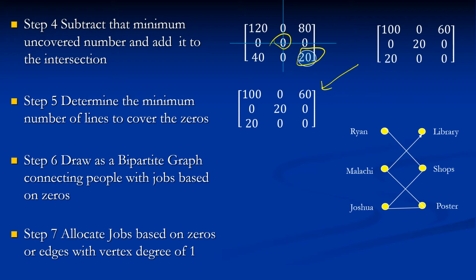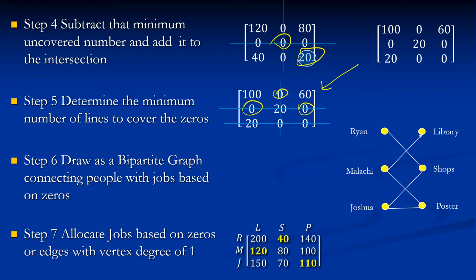Now I've just drawn that as a bipartite graph connecting the people with the jobs based on the zeros. So what I can see here is that's a 0, that's a 0, that's a 0, that's a 0. We've got Ryan, Malachi and Joshua, and we've got the library, we've got shopping, and we've got poster work. So I can connect Malachi with the library, so that's that line, and then I can connect Ryan with shopping, so that's that line there.